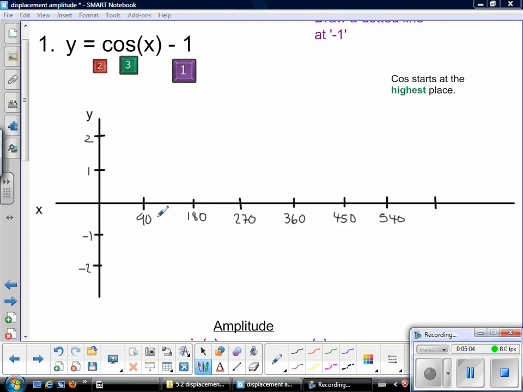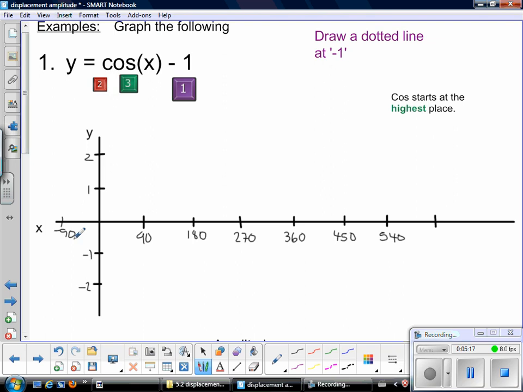Okay, so what I've done is I finished labeling this, and I could actually go also into the negative zone. We talked about that in our previous lesson. So now what we're going to do is go back, so we have everything labeled on our axis. The first thing that we look at is the number 1, so do a dotted line.